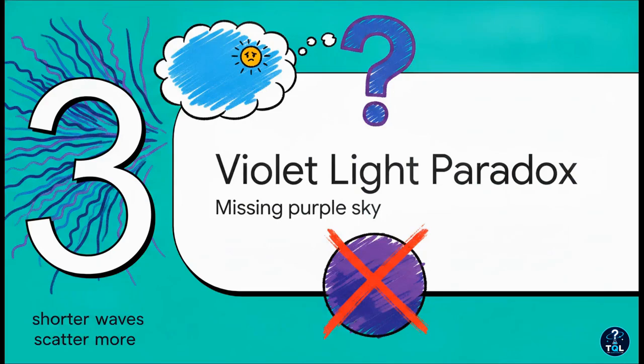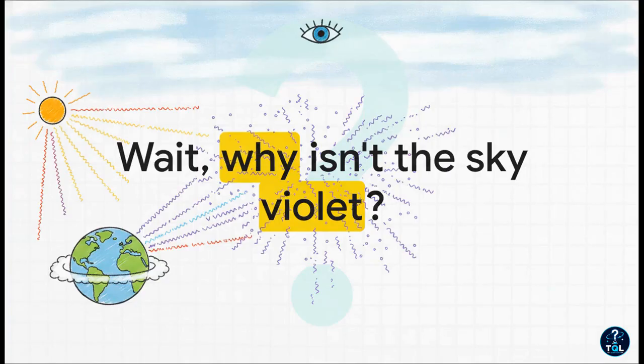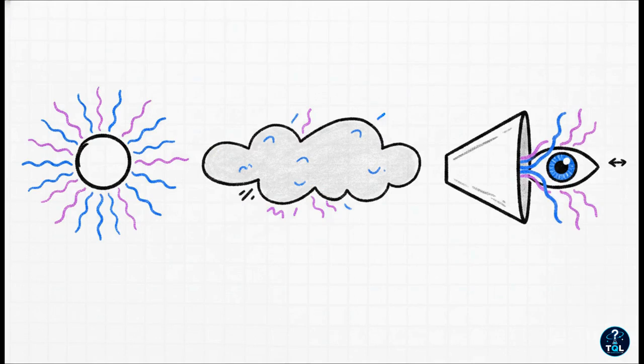Which brings us to section 3, the violet light paradox, or, as I like to call it, the missing purple sky. Think about it for a second. If violet light has an even shorter wavelength than blue light, and according to Lord Rayleigh's math, it gets scattered way, way more easily, wait, why isn't our daytime sky just a vibrant, glowing purple? It's a great question, right?